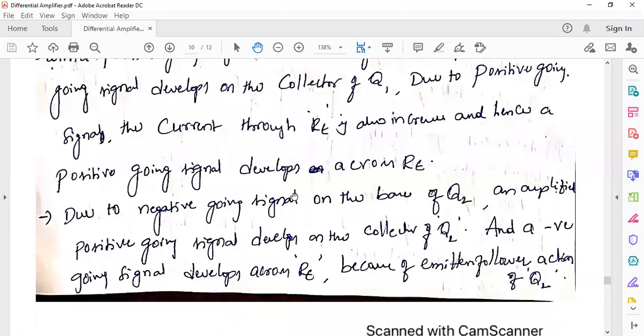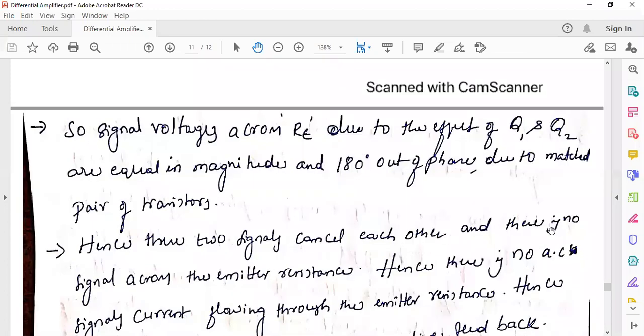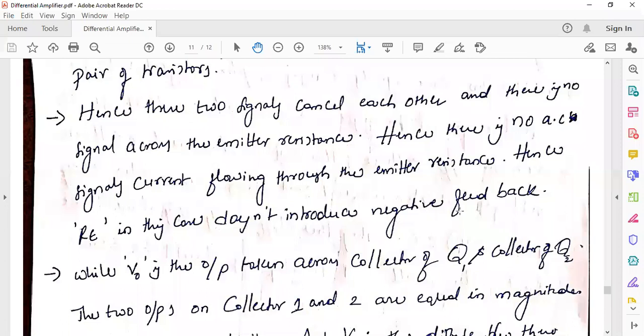So the signal voltage across RE due to the effect of Q1 and Q2 are equal in magnitude and 180 degrees out of phase. See here positive current, here negative current. So both are 180 degrees out of phase. Hence these two signals cancel each other. The signals at the emitter terminals of Q1 and Q2 cancel each other, and there is no signal across the emitter resistance. And there is no AC signal current flowing through the emitter resistance. Hence RE in this case does not introduce any negative feedback because there is no voltage drop across RE to provide feedback.